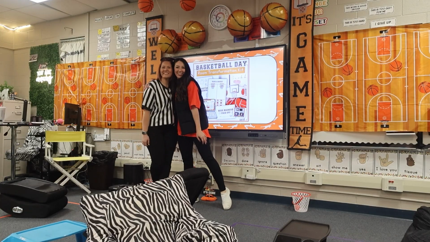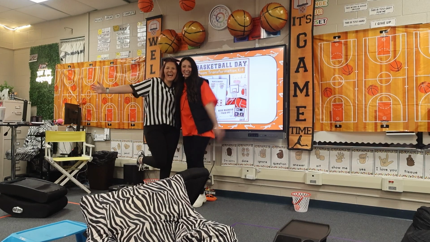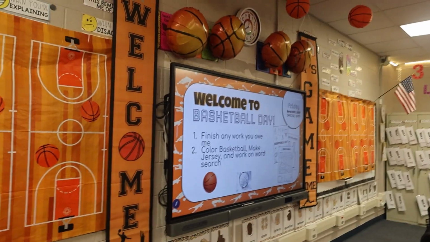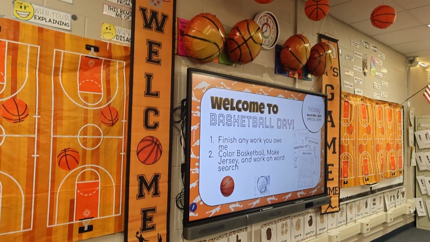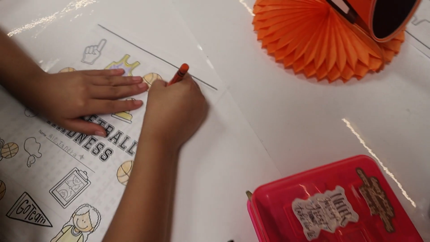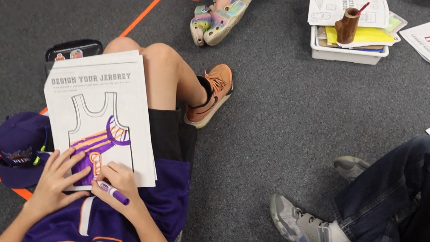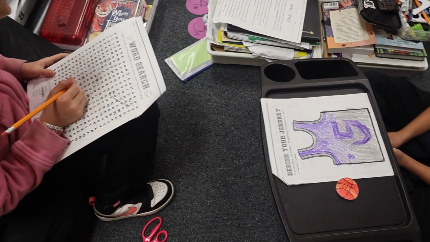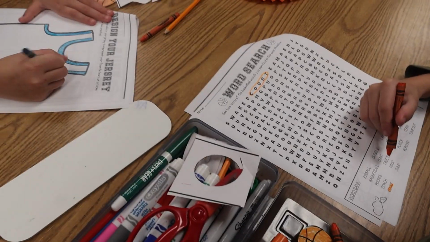This is my friend Jaden, whose class I'm helping out with today. She is such a great third grade teacher, and she has some amazing students. They were so excited to see the setup when they came in, and then they got to work on their morning work. They got to choose between doing a coloring page, word search, or designing their own basketball jersey. Some of them got to do multiple of these things, and anything they didn't finish they could do as an extra time option throughout the rest of the day.